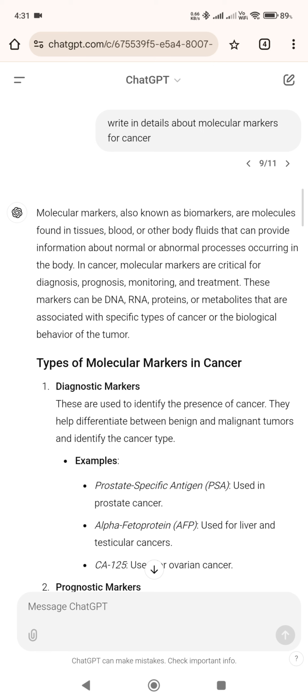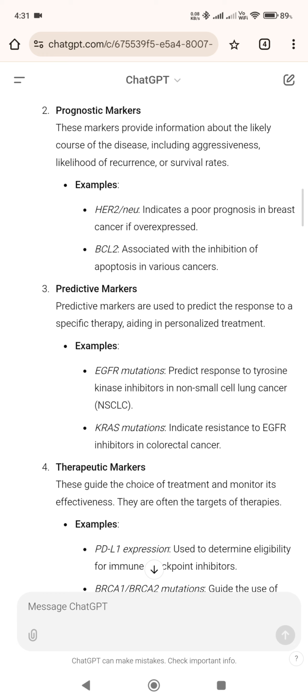2. Prognostic markers. These markers provide information about the likely course of the disease, including aggressiveness, likelihood of recurrence, or survival rates. Examples: HER2/neu indicates a poor prognosis in breast cancer if overexpressed; BCL2 associated with the inhibition of apoptosis in various cancers.